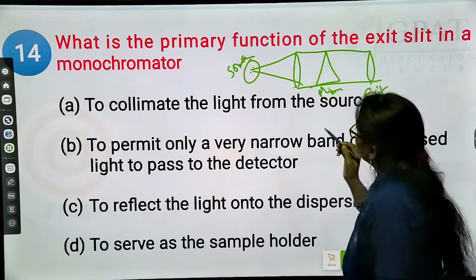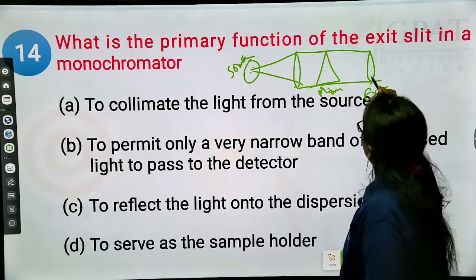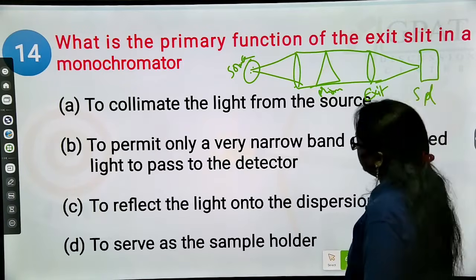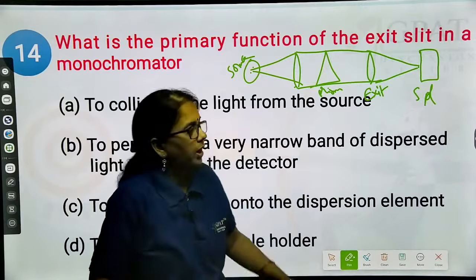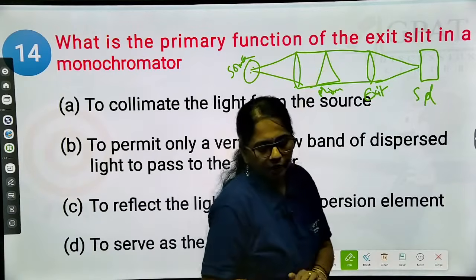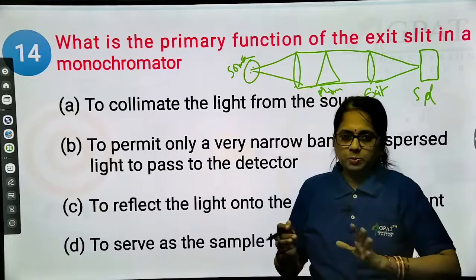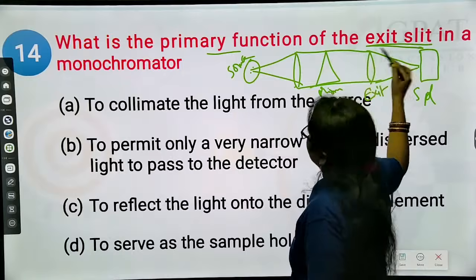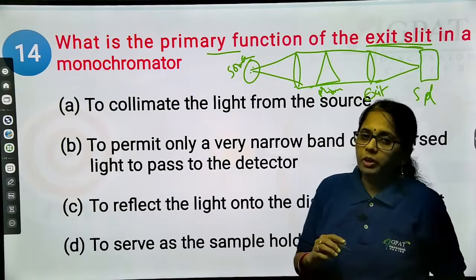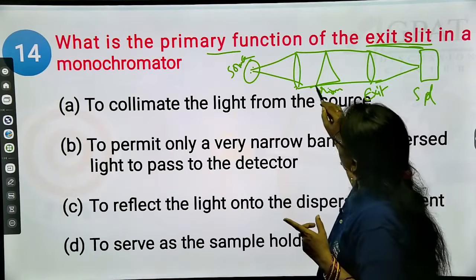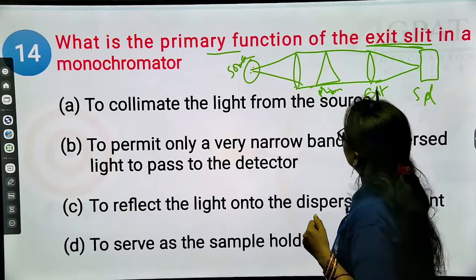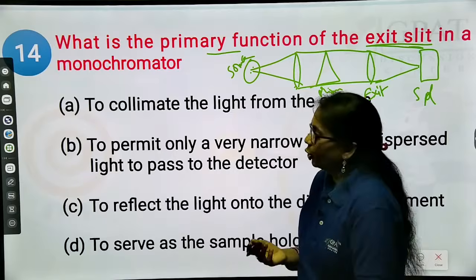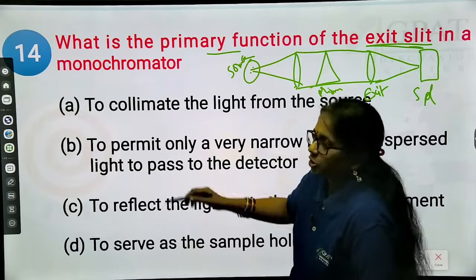So, this is the exit slit. This radiation we are going to observe, and this is the sample holder. Through the sample it is going to be absorbed. This is generally what happens in case of the absorption spectrophotometer. Here, what is the question? The primary function of this exit slit. A monochromator is a combination of the entrance slit, prism or dispersive element, and exit slit. These three combined are called a monochromator. Let us see the function of the exit slit.